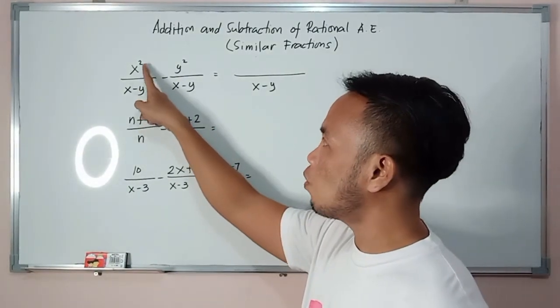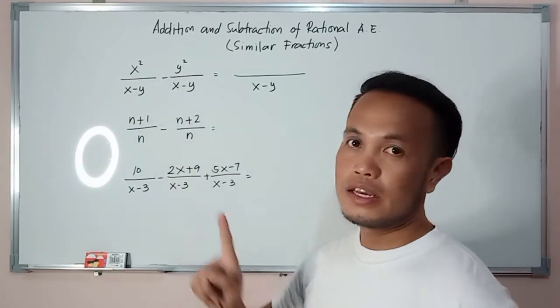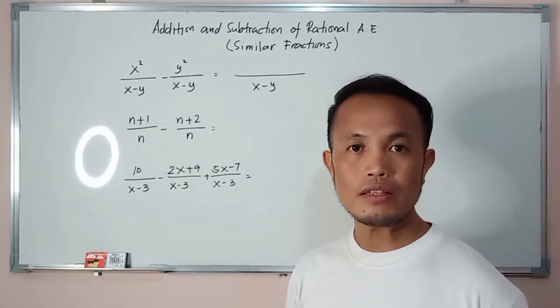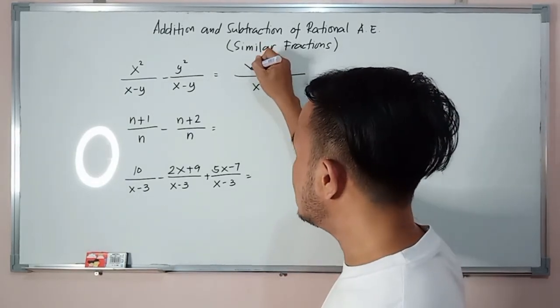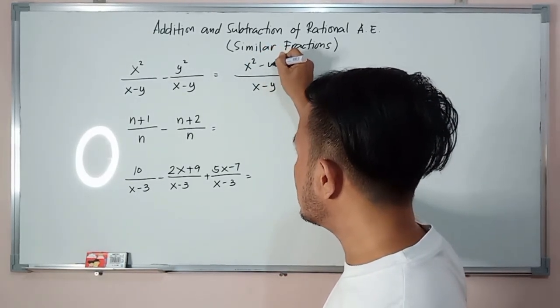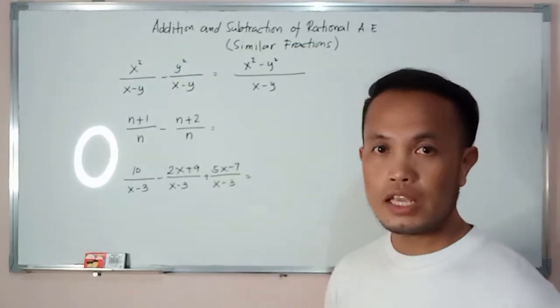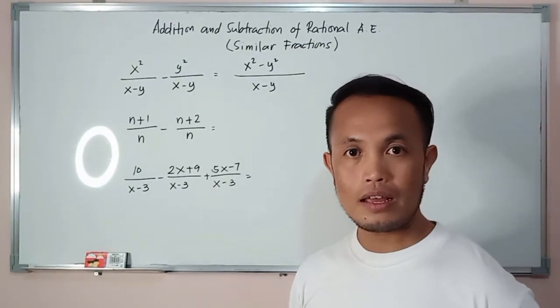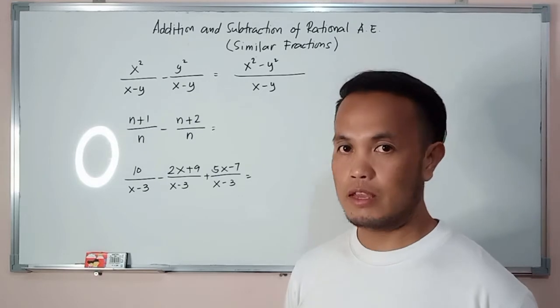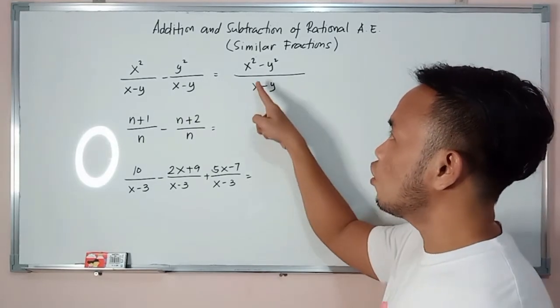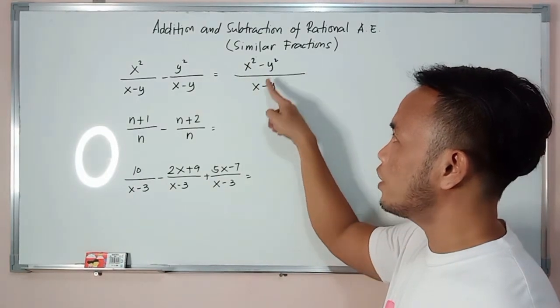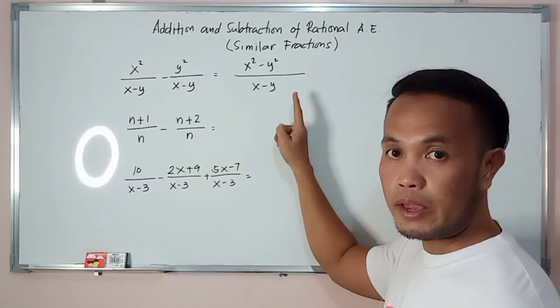Then afterwards, we subtract the numerators. We have x squared minus y squared. Since they are of different variables, we just simply copy x squared minus y squared, since we cannot subtract x and y. Next, we try to evaluate the fraction x squared minus y squared over x minus y.